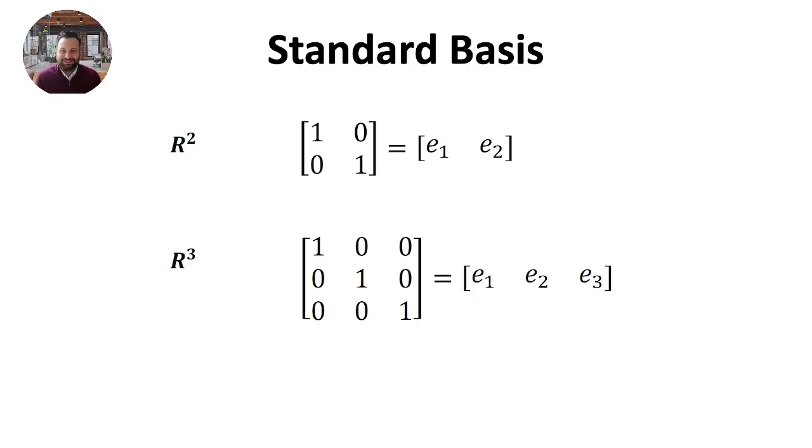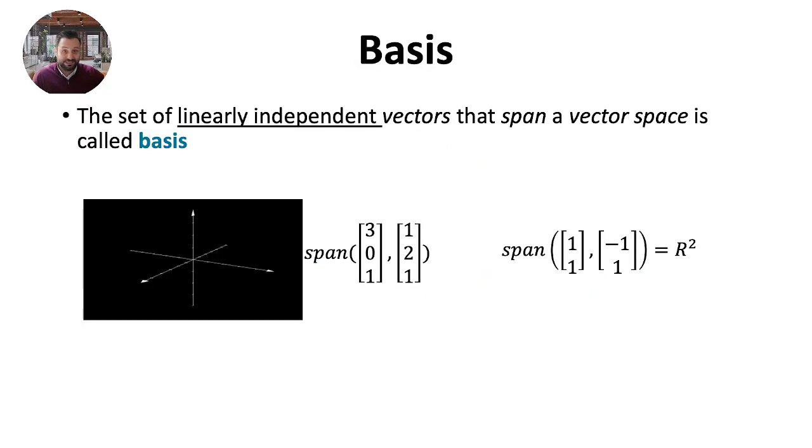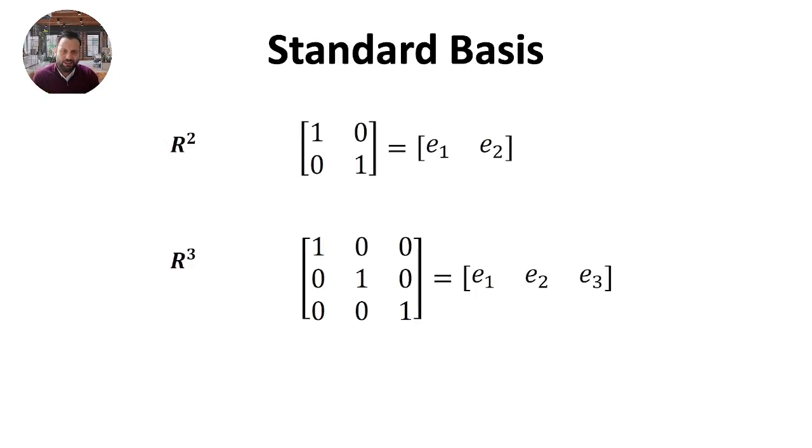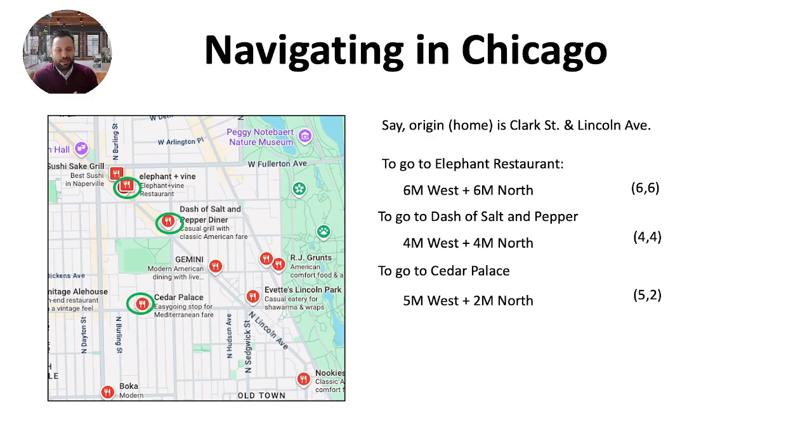So we have a standard basis: the x-axis and y-axis that we have been programmed to understand is called the standard basis. But we can have bases, as you see here, that are different from the standard basis, and the linear combinations of these basis vectors can also make other vectors in that space. The example that I wanted to bring here: we are in Chicago.